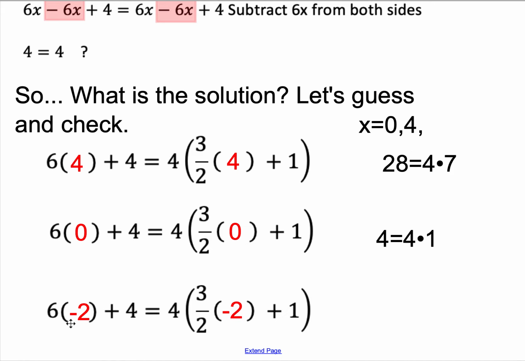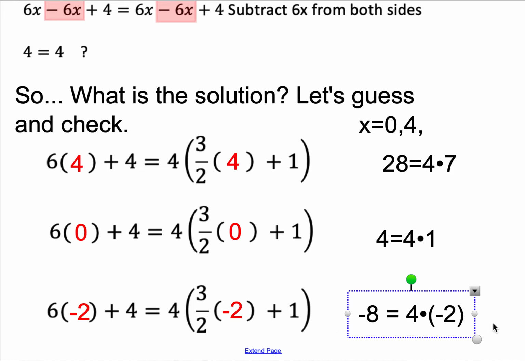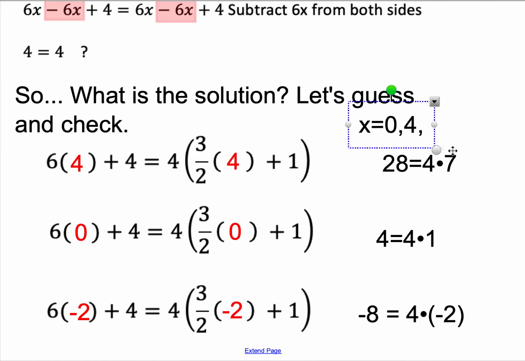Let's try a negative 2. 6 times negative 2 is negative 12. Negative 12 plus 4 is negative 8. Okay, let's try the other side out. We've got 4 times 3 halves times negative 2, which is negative 3. Negative 3 plus 1 is negative 2. So negative 8 equals 4 times negative 2. Well, that's also true.